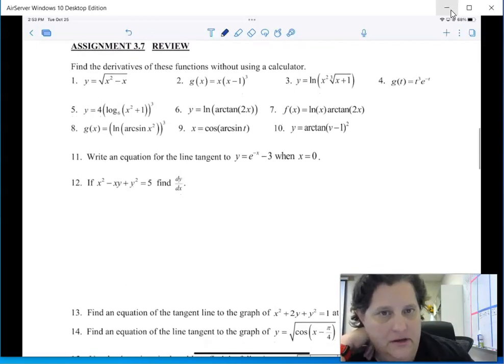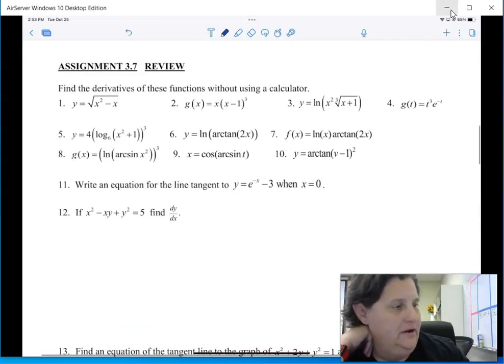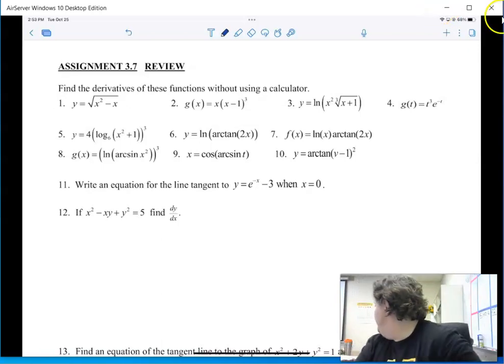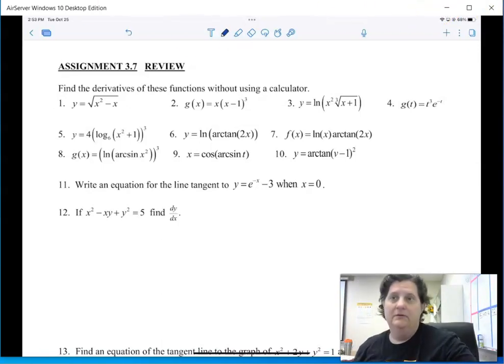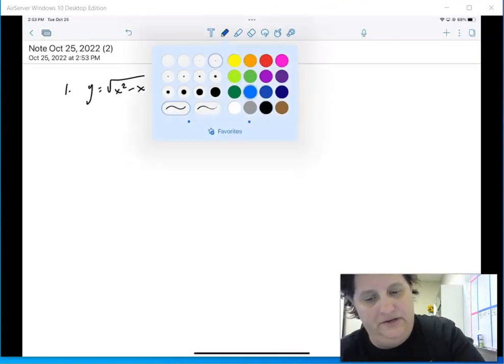Find the derivatives without using a calculator. A very big majority of the test is going to be this stuff right here. Let me actually grab this paper, one second, so I can give myself some more room, okay? All right, let's take a derivative here.